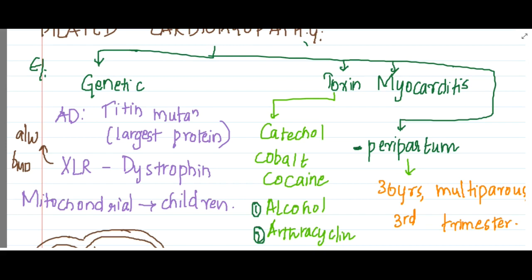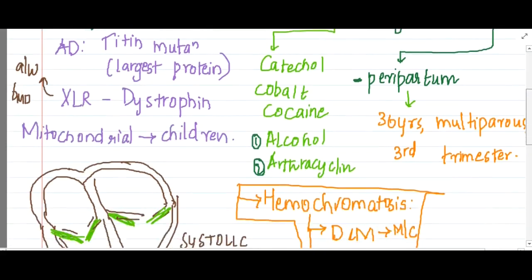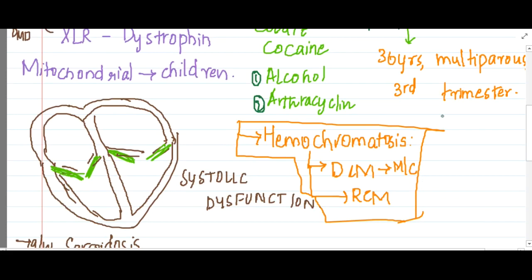Then one more thing is hemochromatosis or iron overload. Hemochromatosis is associated with both dilated and restrictive cardiomyopathy, but dilated cardiomyopathy is the most common manifestation. These are the important causes of dilated cardiomyopathy.